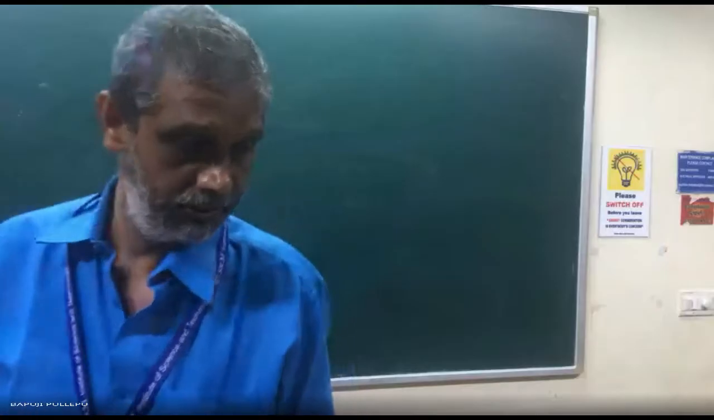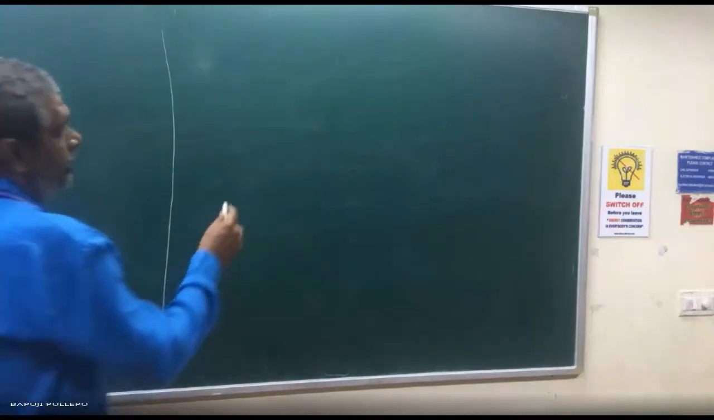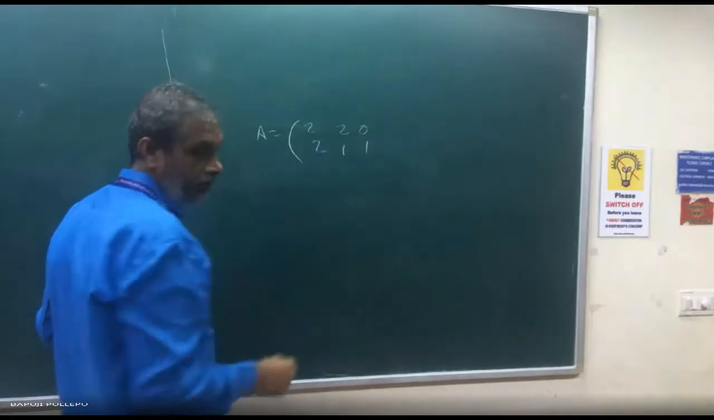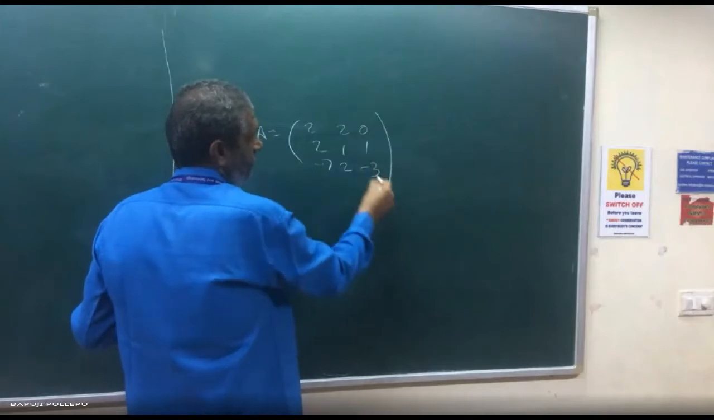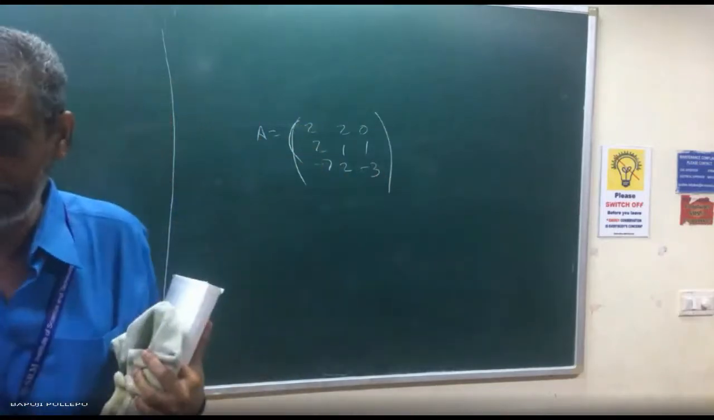Sir, the matrix: first row was 2, 2, 0; second row 2, 1, 1; and third row minus 7, 2, minus 3. Correct? Right or wrong? Yes, sir.